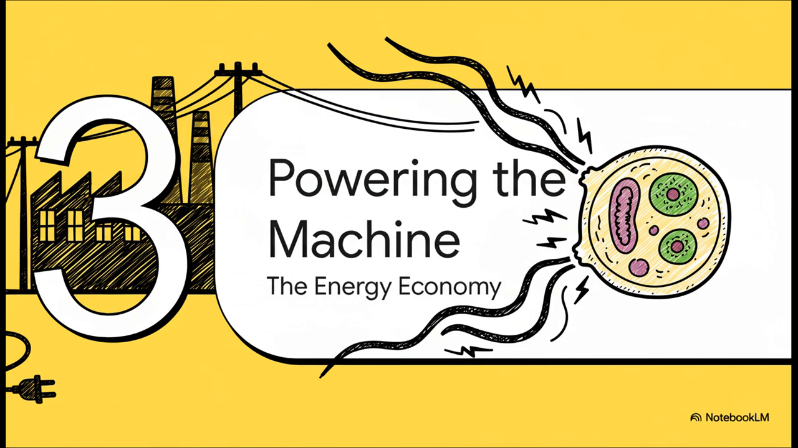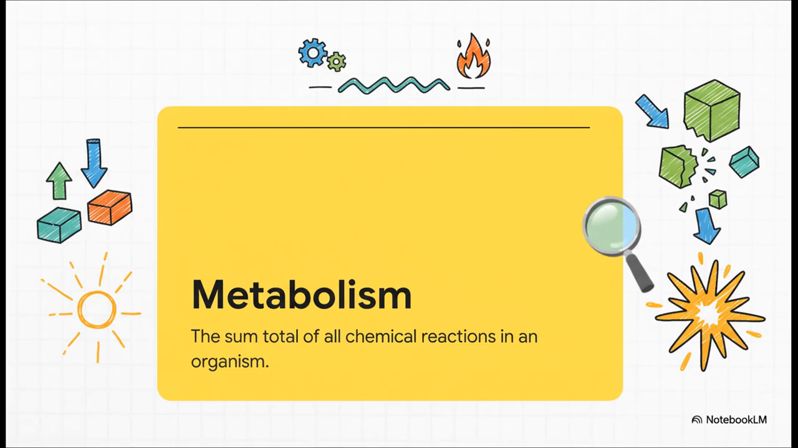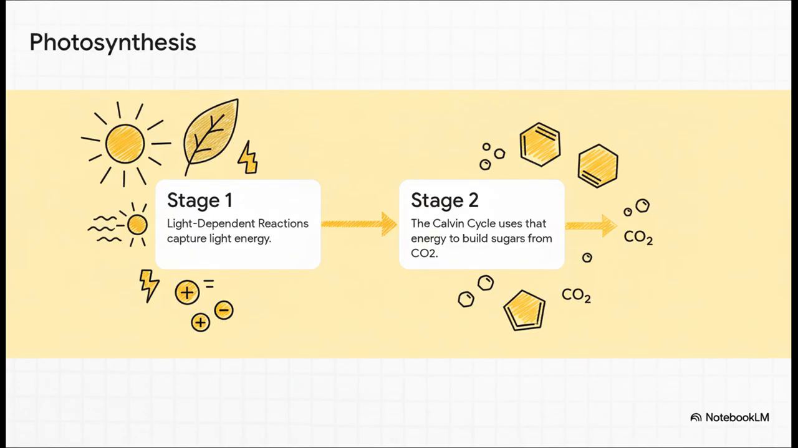So how exactly does life manage its energy budget? The secret is something called metabolism. That's just a fancy word for the grand total of all the chemical reactions happening inside an organism. Think about it. You eat food to get energy. That's your metabolism at work. It's this constant dance of reactions, some that build things up and need energy, and others that break things down to release it.